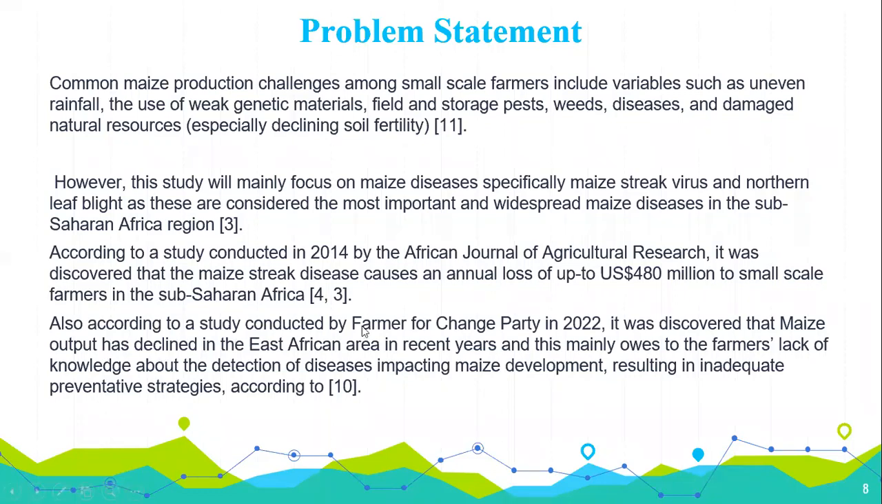And also, according to a study that was conducted by the Farmers for Change Party in 2022, a recent study, it was discovered that maize output has declined in East African areas in recent years, and this is mainly due to the farmers' lack of knowledge about the detection of disease. Farmers have been mainly relying on their own knowledge. They use their eyes and all that to detect these diseases, but this has proved to be insignificant and not having a great impact in the diagnosis, the early diagnosis, and prevention of the diseases.